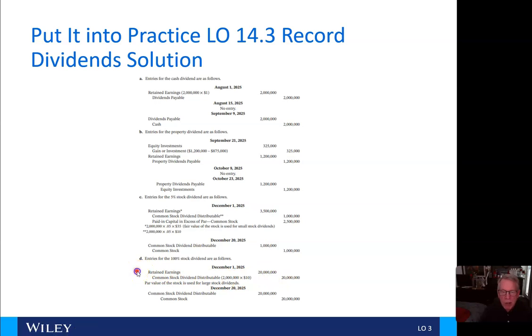We're going to debit retained earnings for $20 million. That's $2 million times the 10% par value. And we use par value for large stock dividends. So then we simply debit common stock dividend distributable to zero that out, and credit common stock.